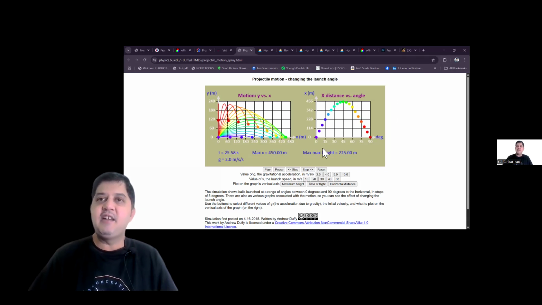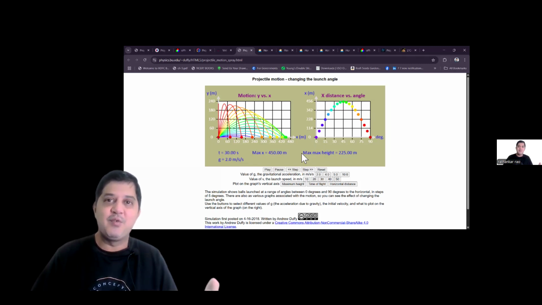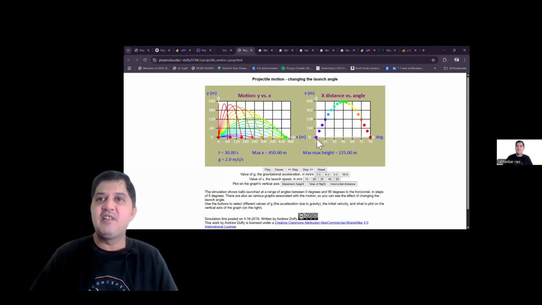Right, and now let us look at this one here. X distance versus angle. In the previous cases, you observe that the plot was going straight and then coming downwards. So here, now you see, I'm sorry, I made a mistake over here. We haven't seen that. Just a minute. So the maximum height reaches 225 meters, and the horizontal distance is for the angle versus the distance which is being given. So it has been shown over here.